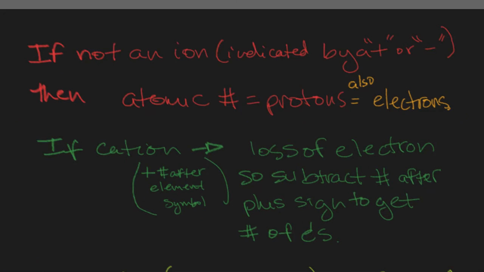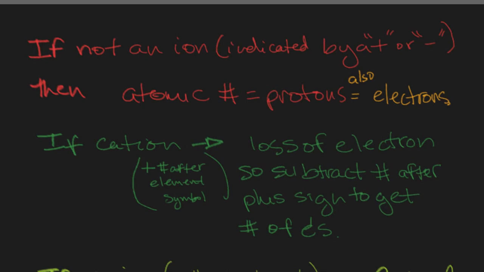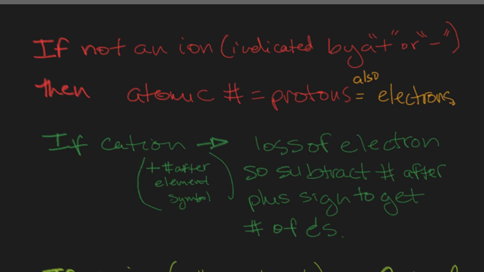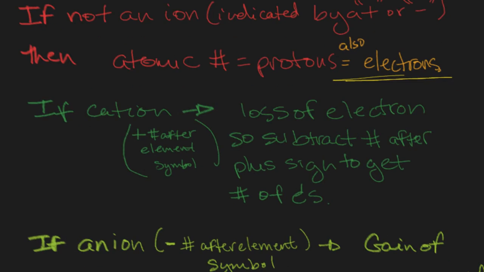So if it's not an ion indicated by a plus or a minus sign, the atomic number can also tell you the number of electrons that are present. Now, if it's a cation, for instance, what happens when we form a cation? Well, we've lost an electron. And because it's due to a loss of an electron, then we have to subtract from this atomic number to get the number of total electrons.